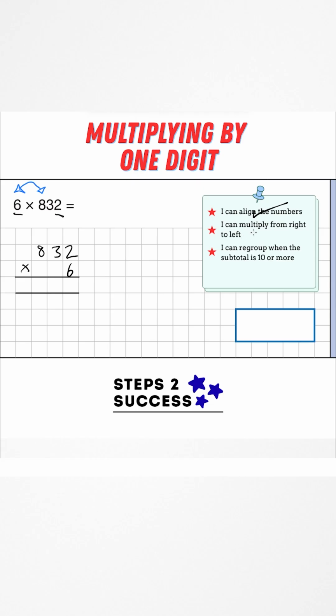The next one is we can multiply from right to left. That means we are going to go in this direction, and we can regroup when the subtotal is 10 or more. So let's start calculating. 2 times 6 is 12. 12 is a 2-digit number, we've only got one box. So what we're going to do is put the 2 here, and just like we do for addition, underneath the column to the left, we will regroup the 1.